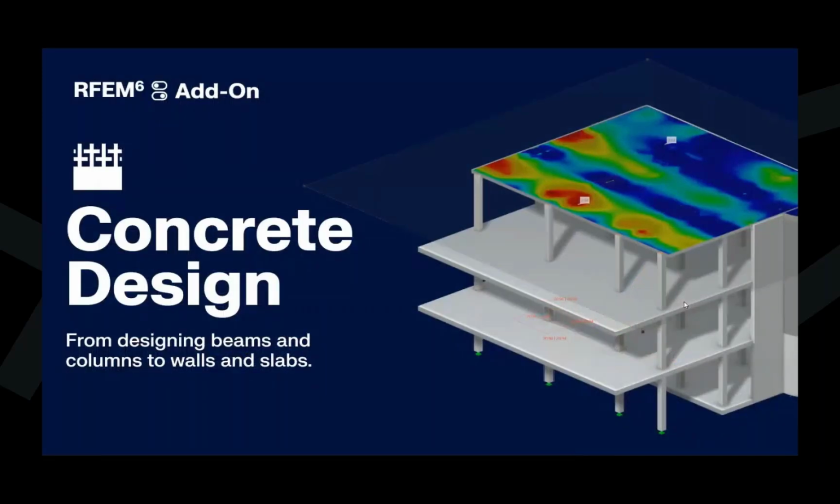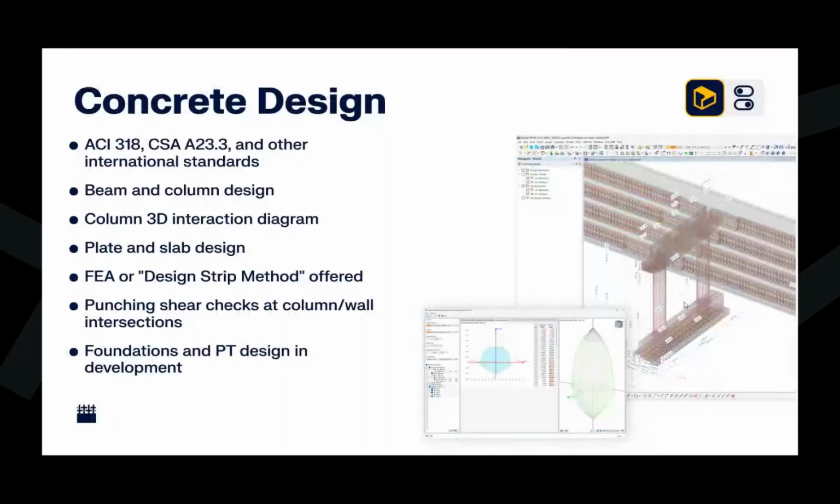Moving forward to the concrete design add-on. This allows us to carry out the reinforced concrete design from everything from beams and columns to walls and slabs. The ACI 318 and the CSA A23 are fully implemented here, as well as other international standards that we offer. As mentioned, we can input the reinforcement and get full design according to these codes for beams and columns. If we do have a column, the column 3D interaction diagram, as you see here on this slide, will be available to you as well.